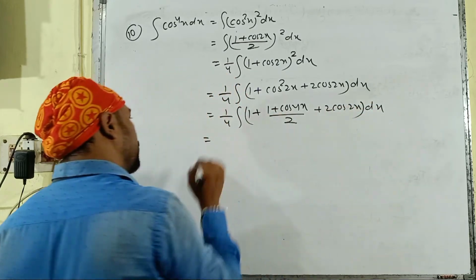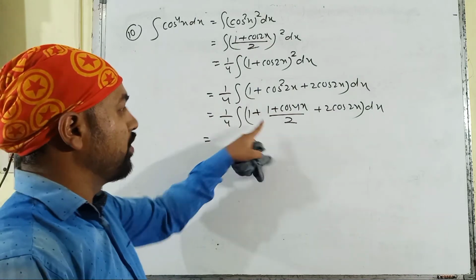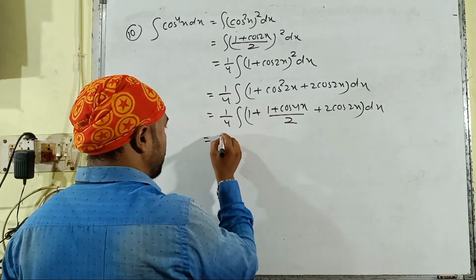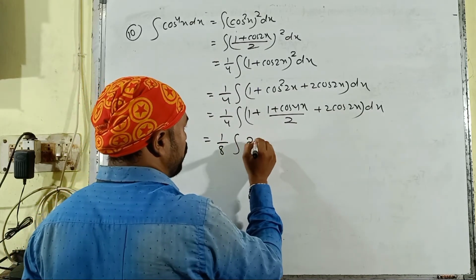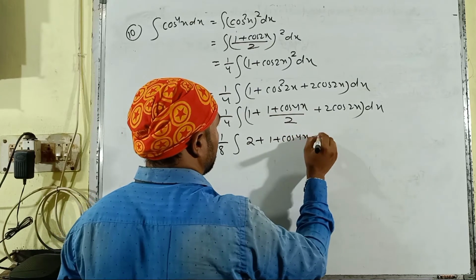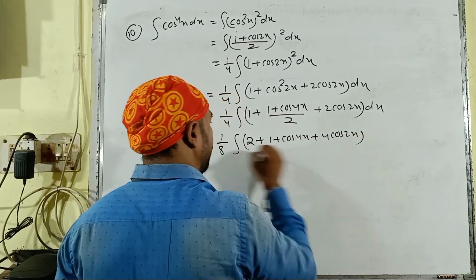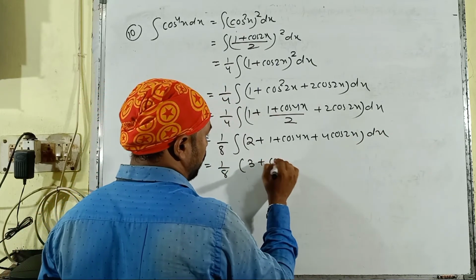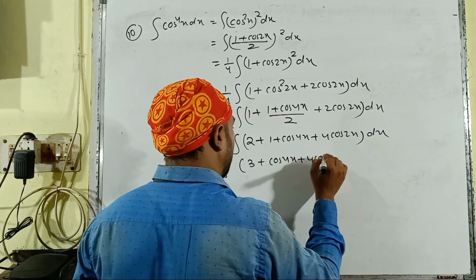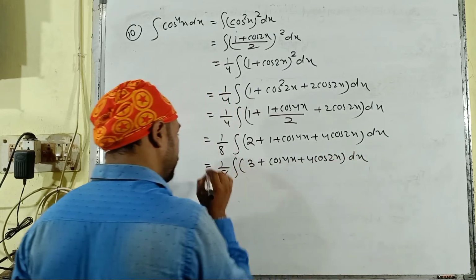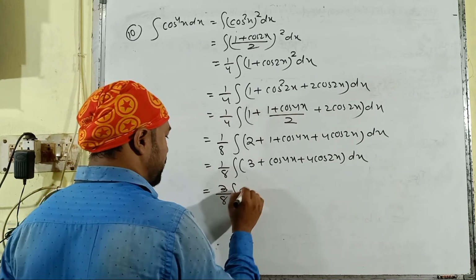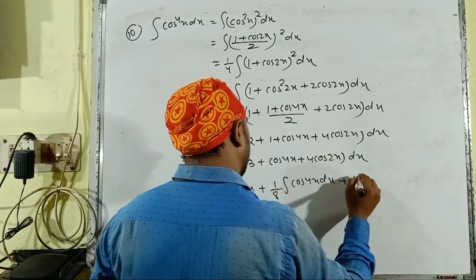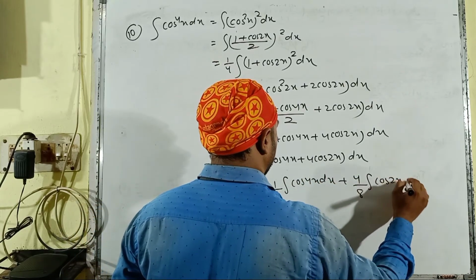Then we divide it outside of the integral and multiply it inside the integral, so that we can avoid the 2 in the denominator. So it will be 1 upon 8 times (2 plus 1 plus cos 4x plus 4 cos 2x). Simplifying this step, we have 3 plus cos 4x plus 4 cos 2x. It is 3 upon 8 integral of dx plus 1 upon 8 integral of cos 4x dx plus 4 upon 8 integral of cos 2x dx.